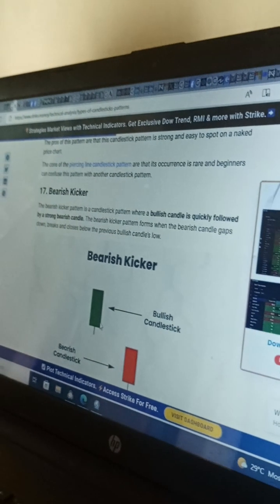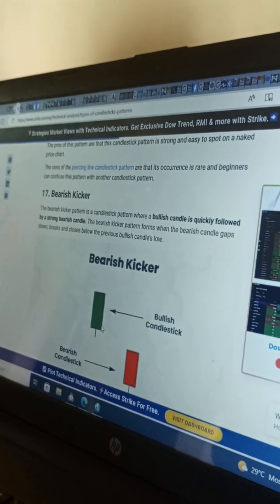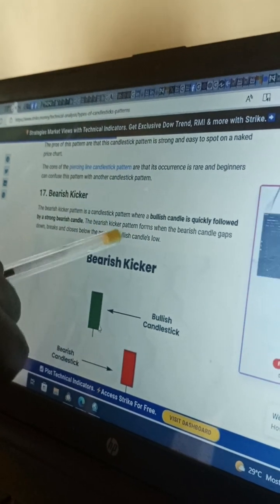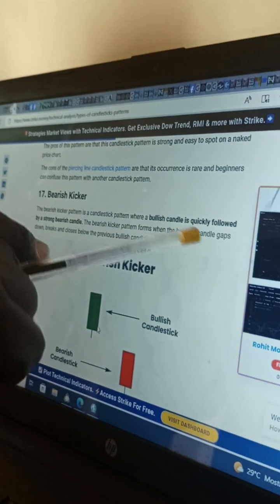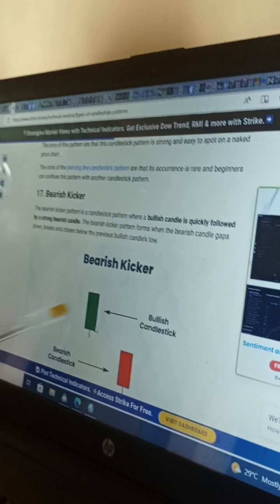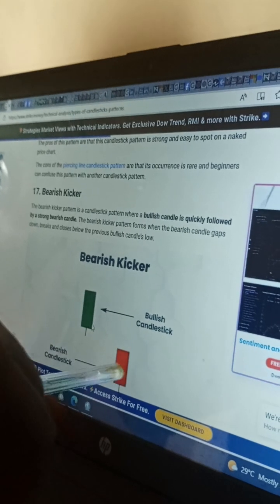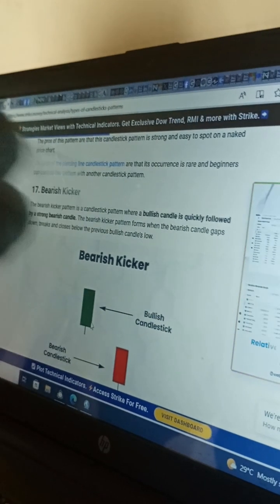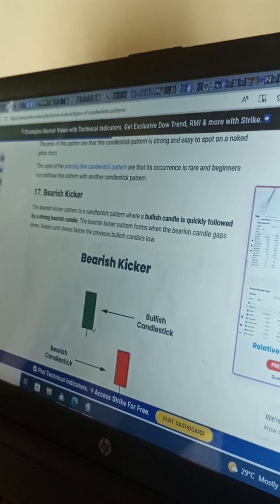That one was a bullish kicker. This is a bearish kicker. The bearish kicker pattern is a candlestick where a bullish candle is quickly followed by a strong bearish candle. So it's going up, suddenly there is a gap and then a bearish candle. You know that you're dealing with a bearish kicker and the trend is about to go down.